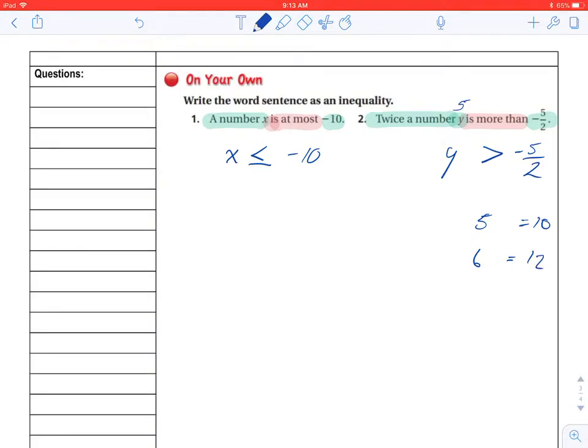And so I asked some of you guys yesterday, what are you doing to get to those numbers 10 and 12? What are you doing to 5 and 6? Well, you're multiplying it by 2. And so that means that twice a number y looks like y times 2 or 2y, because 2y is 2 times y. So that would be what the second answer would be, the second inequality. 2y is more than, which is a greater than sign, -5/2. So just make sure that you have those correct before moving on to today's lesson.